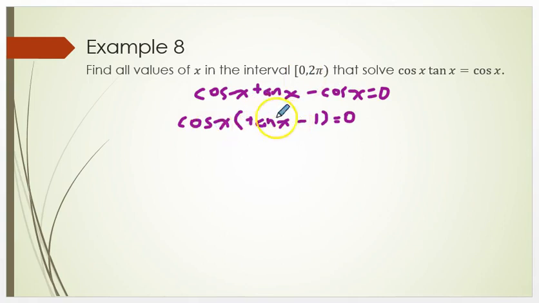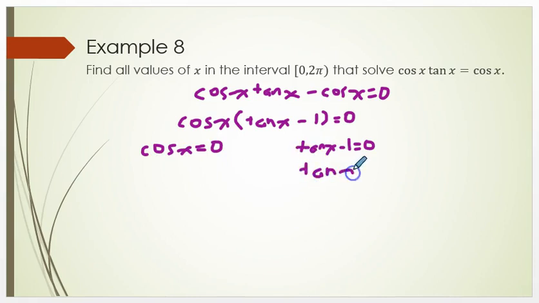So now I have my 2 factors set equal to 0, which means I can set each of the factors equal to 0 separately, which makes the solving process a lot easier, because now I have smaller equations to work with. The equation on the left is done. There's nothing else to move over. But for this equation on the right, I could add 1 to both sides of the equation. So instead, I'm going to be looking for when does tangent of x equal 1?